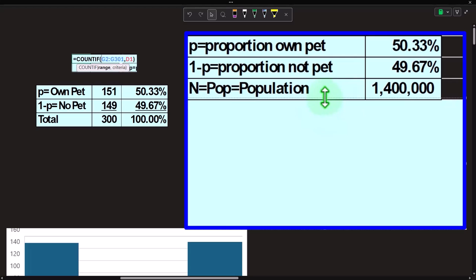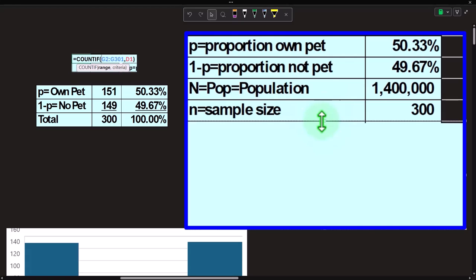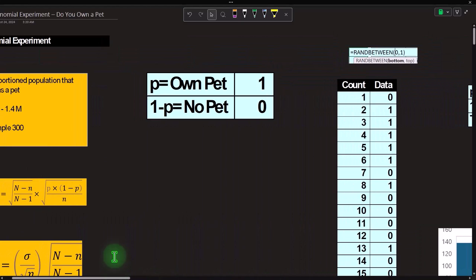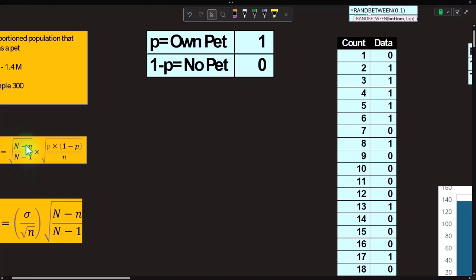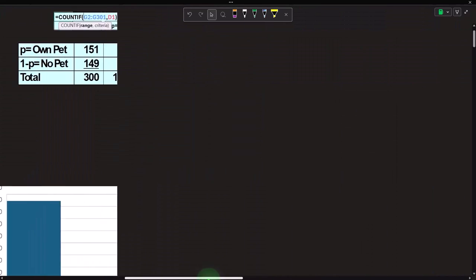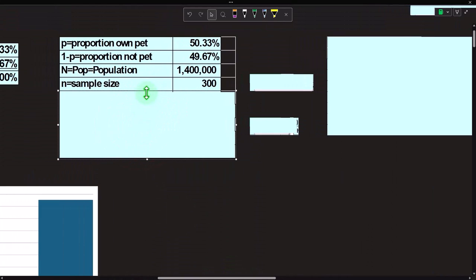So we're going to say the population N is 1,400,000. So that's a fairly large population. We took a sample of 300 out of 1,400,000. Because the population is large, you would expect that you would not need to use the correction factor of the formula, that being this part of the formula. And we talked about that in a prior presentation.